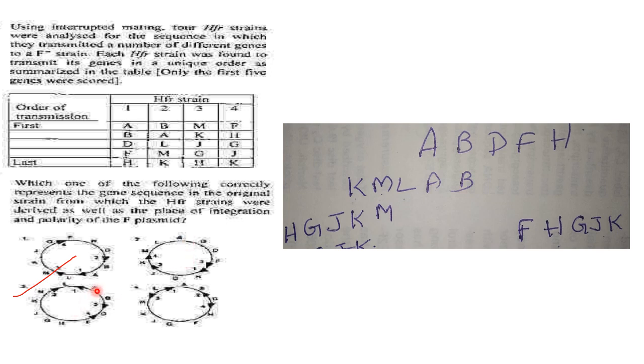Now if you see 3, it is A, B, D, F, H, L, M, K, J, G. So that is correct. Now we will put the marks for F factor. Now A is the first one to go, so a mark before A, so it is over here. Now in the second HFR strain, B is the first one to go, so a mark before B. And in the third HFR strain, M is the first to enter, so a mark before M over here. Then in the fourth condition, F is the first to enter, so a mark before F over here. So option 3 is correct. Answer is option 3.